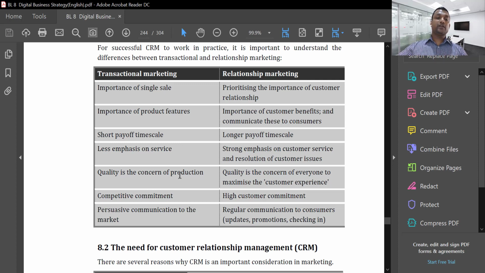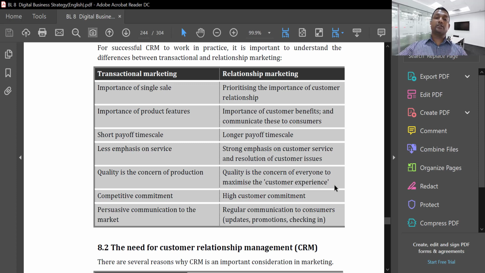Quality is the concern of production, right? So this is not a concern of the marketing teams or sales team. They don't worry about the quality of the product or the service that they are going to sell. They think that it's a concern of the production. They have to make sure that it's in good quality.